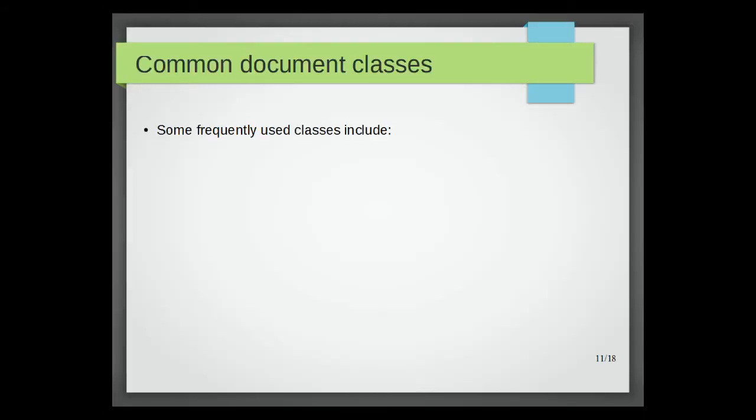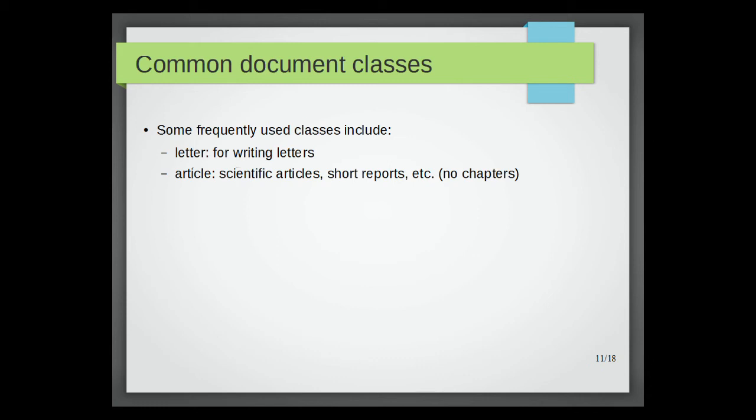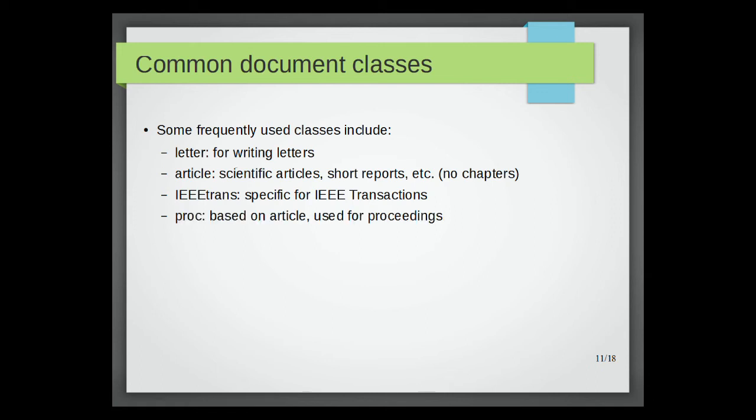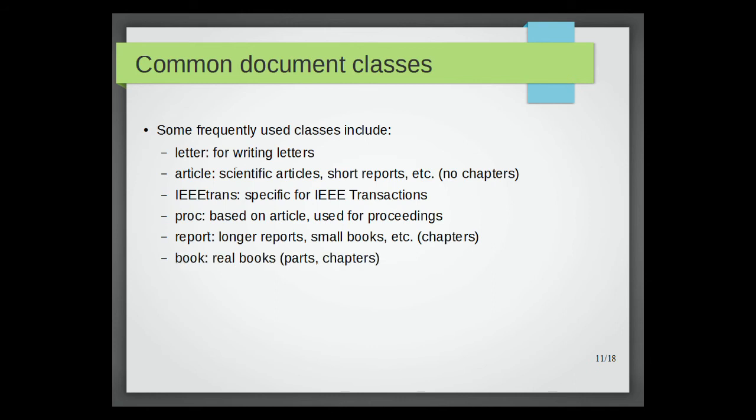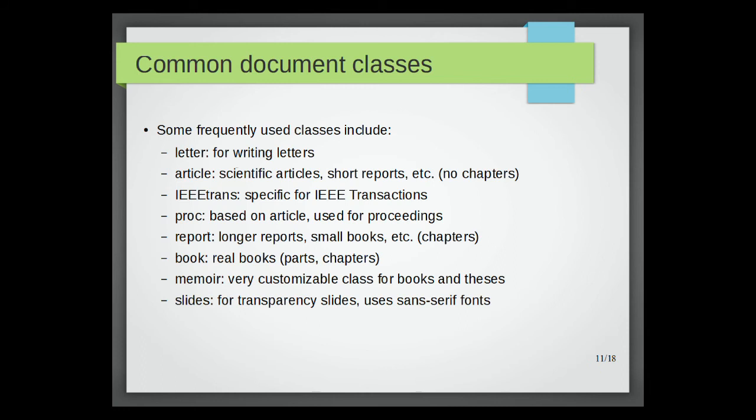Some of the most frequently used classes include the following: letter, for writing letters; article, which is used for scientific articles, short reports, and similar documents that require no chapters; IEEEtran, which is a specific class for the IEEE transaction journals; proc, which is a class based on article and is used for conference proceedings; report, which can be used for longer tech reports or small books and anything that includes chapters; book, whose goal is to help typeset real books with parts, chapters, and everything; memoir, which is a very customizable class for books and theses; slides, which was used in the past for transparency slides and typesets everything using a sans serif font; and Beamer, which is a class for beamer projector slides, again highly customizable.